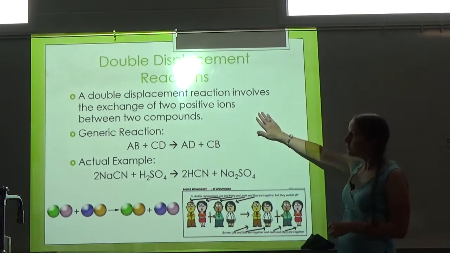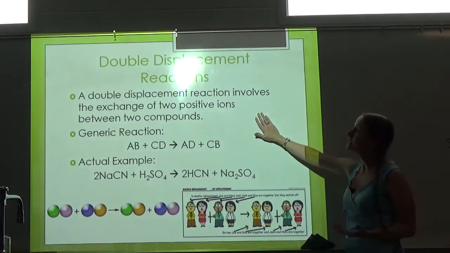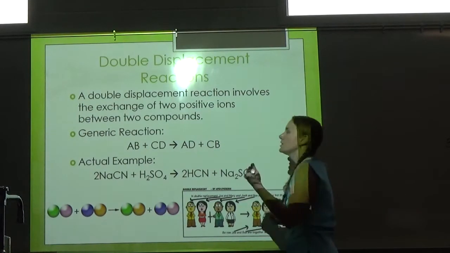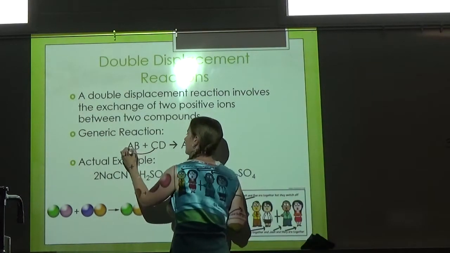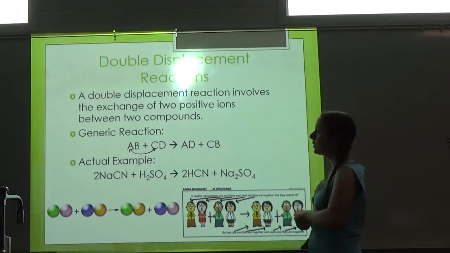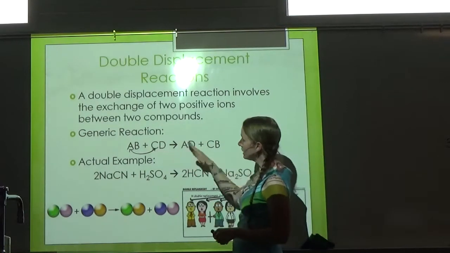So in a double displacement reaction, it involves the exchange of 2 positive ions between 2 compounds. So we would swap our 2 positive ions. Those are, of course, the first ones, because the positives are always listed first. So a generic reaction would look like this.